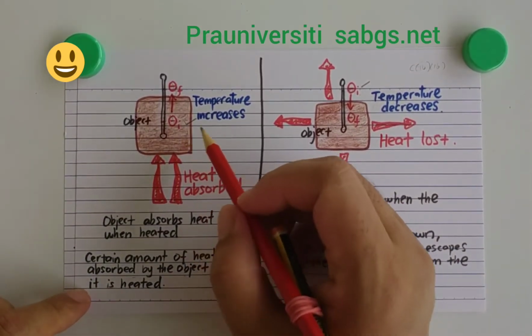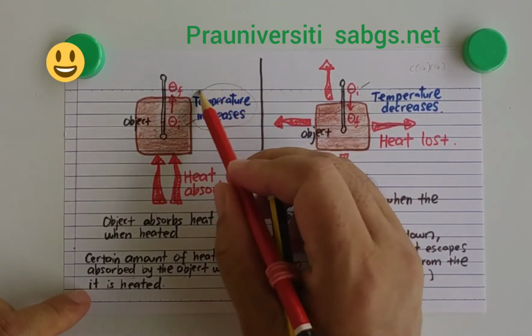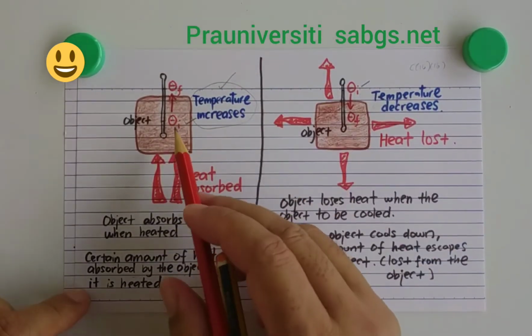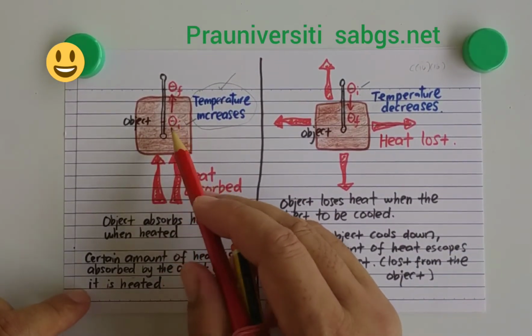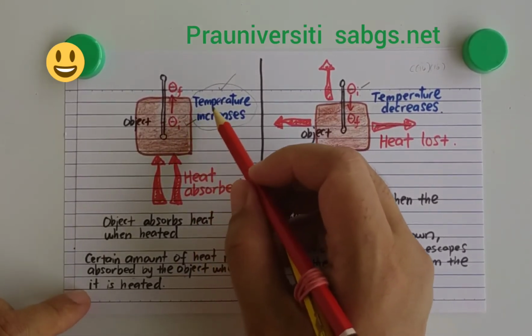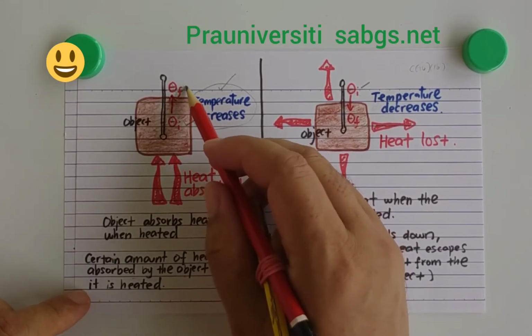So when the object is heated, what happened? The important thing is the temperature increases because the object absorbs the heat, the thermal energy. What happened to the temperature? The temperature is increasing from theta I to theta final.